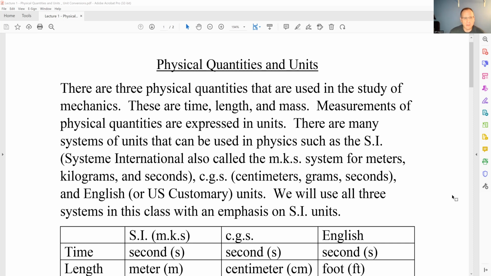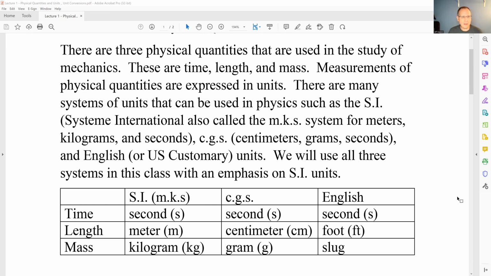In this class, we're going to use all three of these systems, but we're going to focus mostly on SI units. Occasionally in lab, we will use CGS units as well, but most of the time we will be using SI units, which is really the standard for science and research throughout the world.